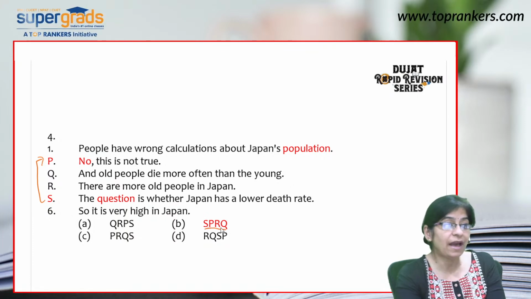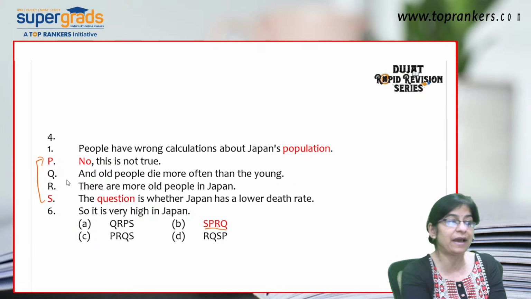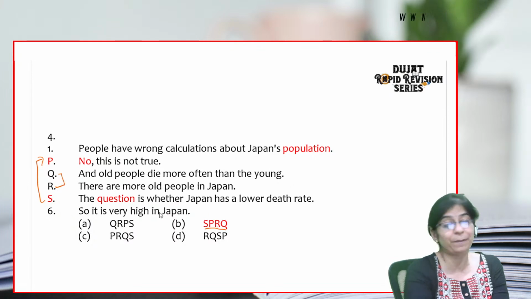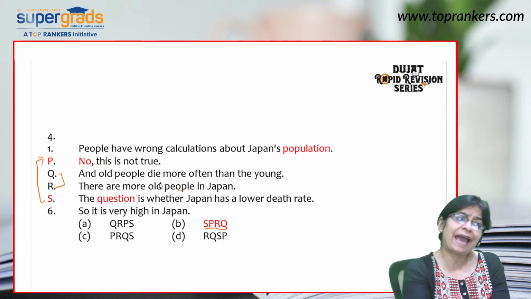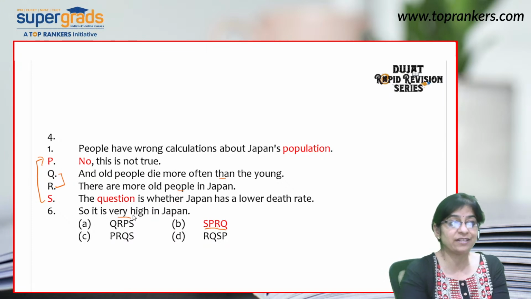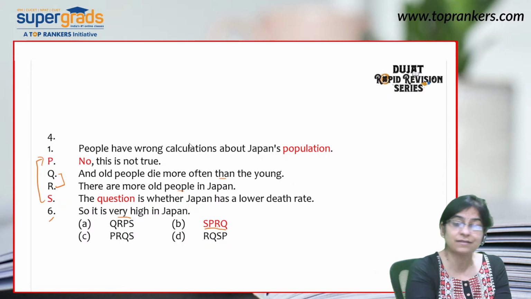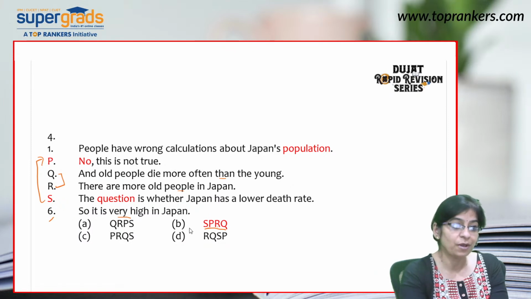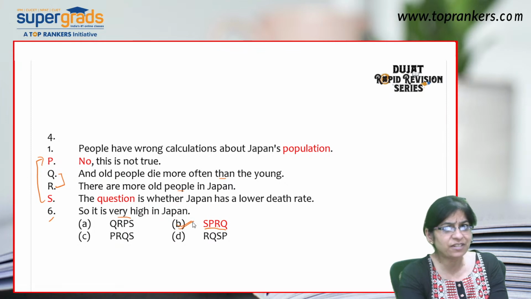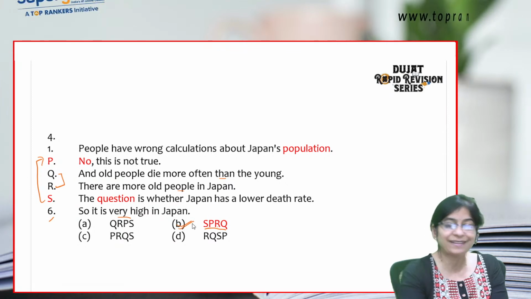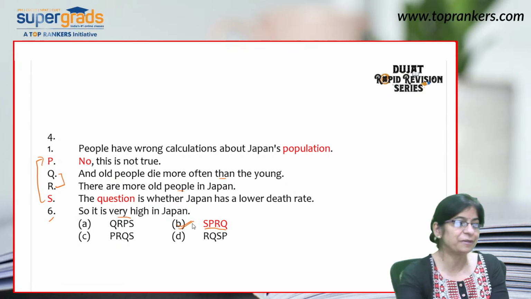So people have wrong calculations about Japan's population. The question is whether Japan has a lower death rate. No, this is not true. Then I put R. There are more old people and old people die. Okay, Q and R also form a pair. So there are more old people and old people die more than the young. So it is very high in Japan. And this answers the previous things, right? So very beautifully, very efficiently, and very quickly, we know that the answer is number 10. Very good, people. Now let's see.